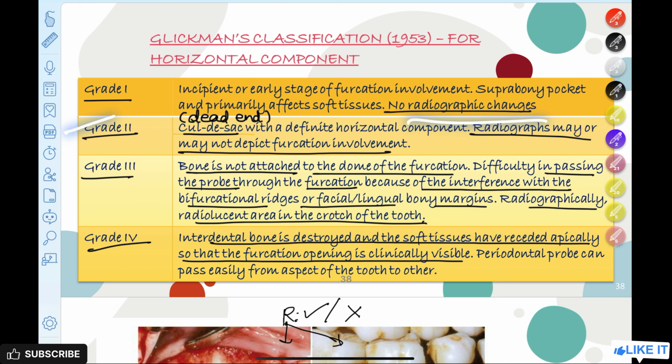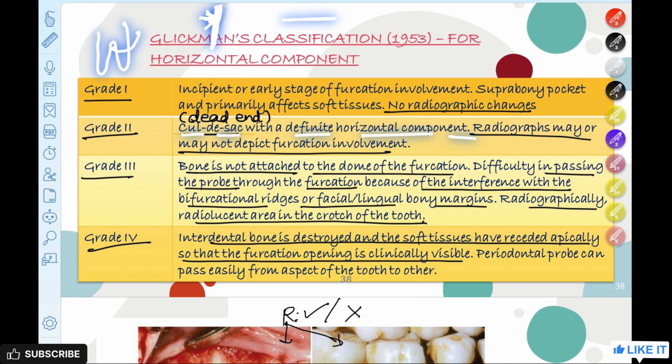In the case of grade 2, there is a cul-de-sac, that is a dead end, with a definite horizontal component. If this is your tooth and this is the furcation, you have to insert the Nabers probe, and at one point the probe will stop, so it will get a dead end. So it is known as the cul-de-sac effect with a definite horizontal component. So we insert the Nabers probe and we get the horizontal component.